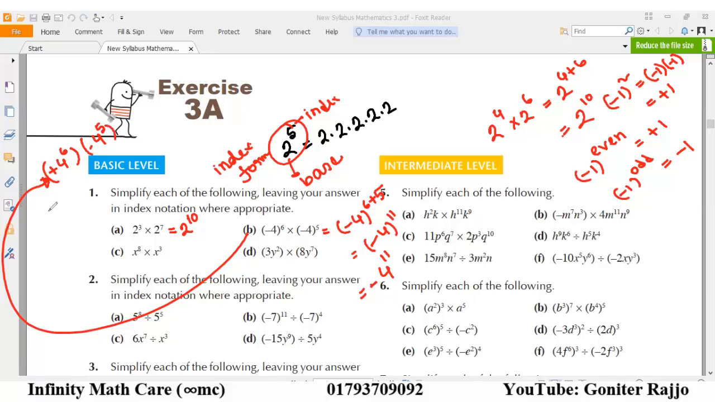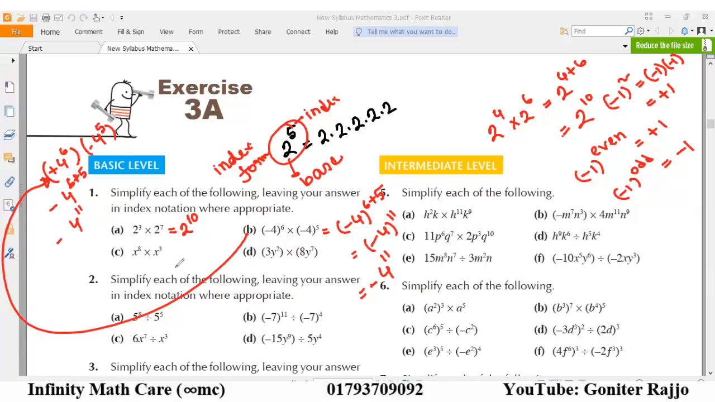Now plus into minus, minus 4 to the power, we know that since the bases are the same, we just add the powers. So minus 4 to the power 6 plus 5, that is minus 4 to the power 11. Look, both times we get the same answer.